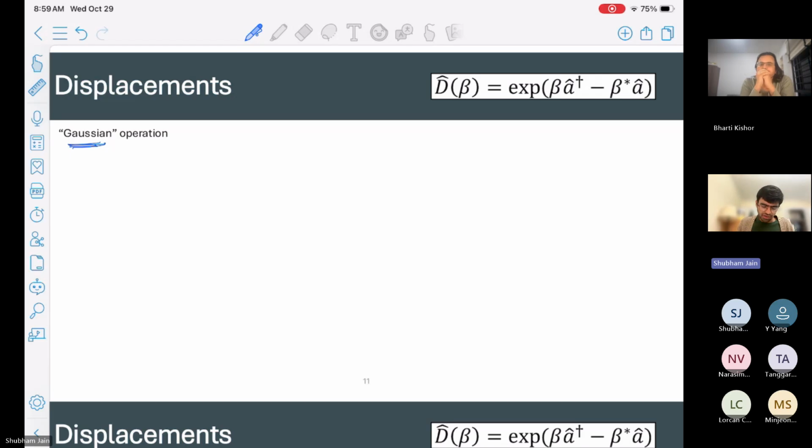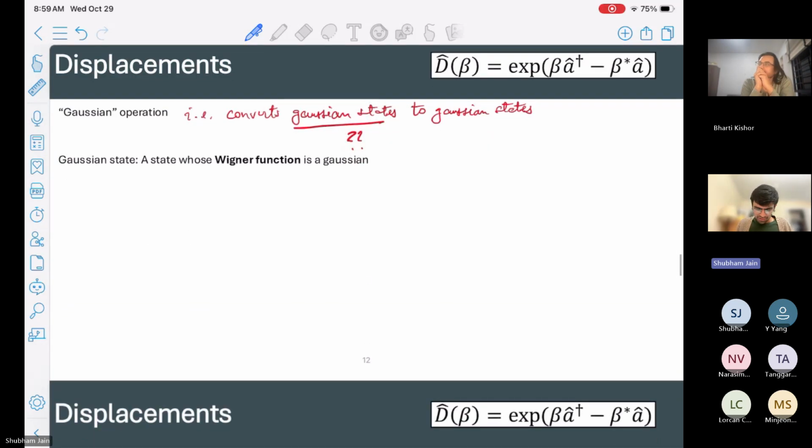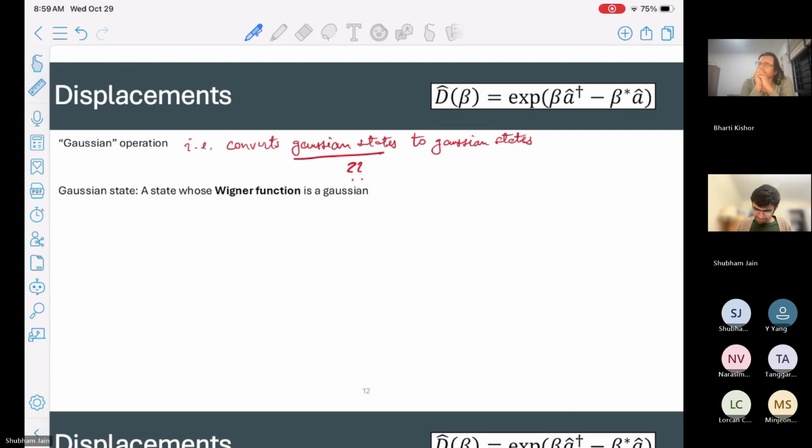So displacements are Gaussian operations, which means that any Gaussian state, when you apply a Gaussian operation to it, goes again to another Gaussian state. And I haven't even told everybody what Gaussian states are, so this is still quite nonsensical. But yeah, so what are Gaussian states?